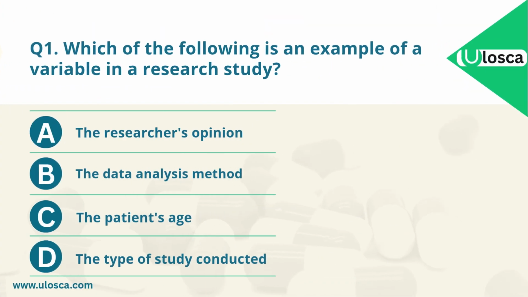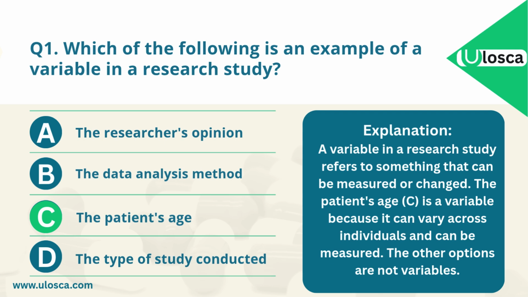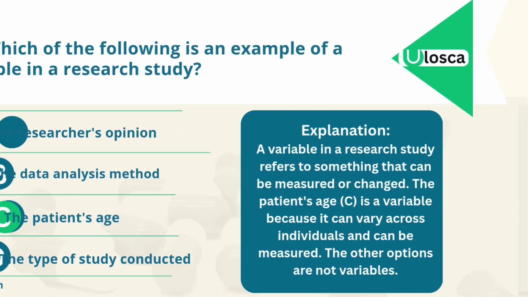The correct answer is C. The patient's age. Explanation. A variable in a research study refers to something that can be measured or changed. The patient's age is a variable because it can vary across individuals and can be measured. The other options are not variables.